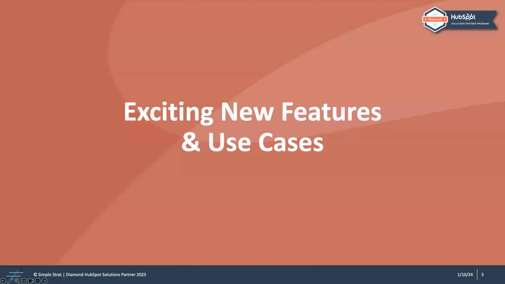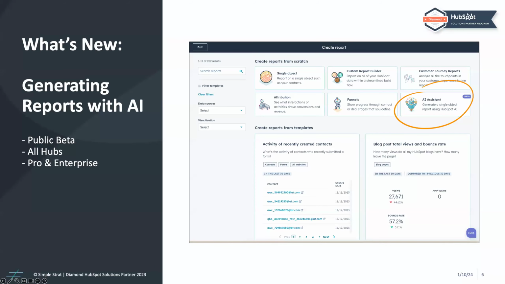All right, so jumping into those exciting new features and use cases, these are the ones that we're going to go through some great use cases for. If this is the first time you've been here, I just want to do a little bit of housekeeping on what you're going to see on the slides. On the left-hand side, what you're going to see is the name of the update from HubSpot, and then some information about what kind of hubs and how that's available.